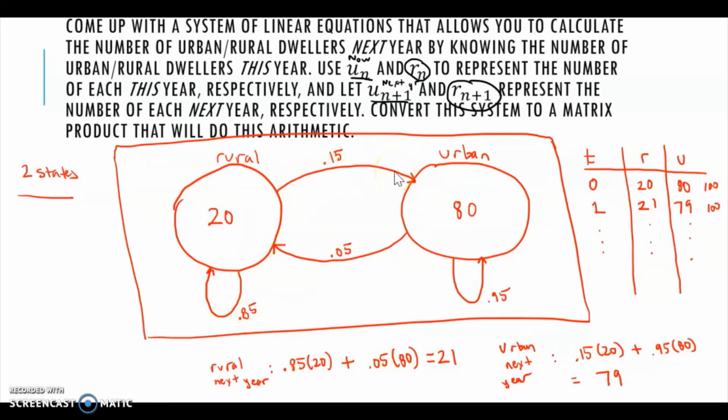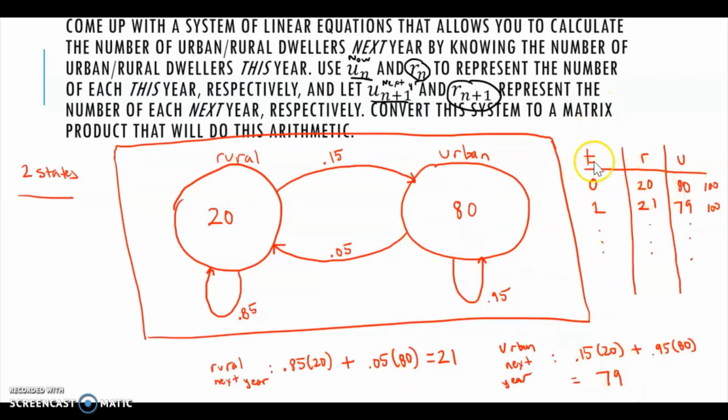We don't want to do things like have minus 15%. We want our percentages to reflect what number is present or what number will be gained each year. So we don't want any negative rates. We just want 0.85. So 85% of the 20 remain, 5% of the 80 transition over from urban to rural, and we could do the same thing for urban next year. We could say that 15% of the 20 rural dwellers become urban dwellers, and similarly 95% of the 80 urban dwellers remain urban dwellers, and so that comes out to 79.